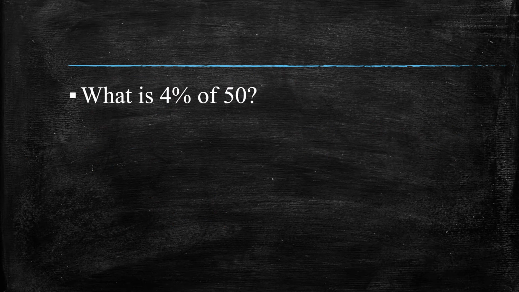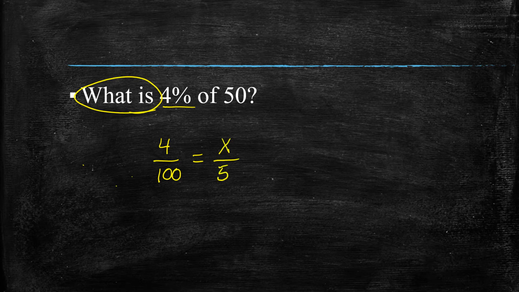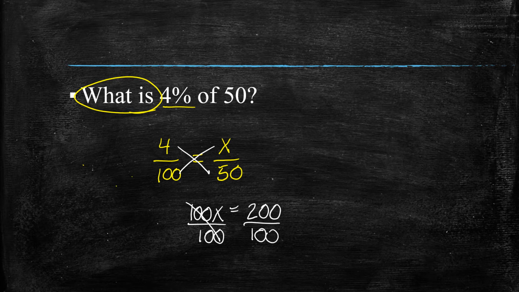Okay, what is 4% of 50? So 4 is our percent, so that goes over 100. We're solving for the is again, and our of is 50. So 100 times x is 100x, and 4 times 50 is 200. We divide by 100 on both sides of our equation, and we get x equals 2. So 2 is 4% of 50.